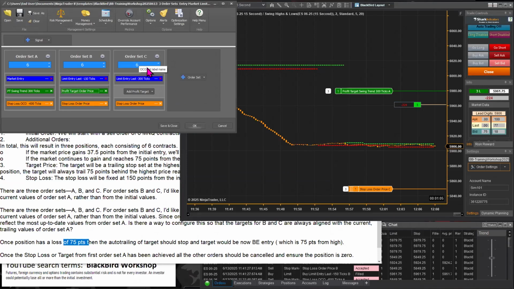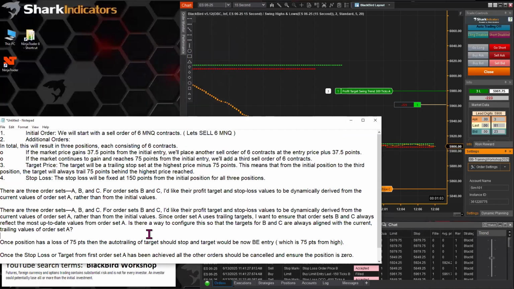And so now for the second scale in order here, I can just go and copy B. There we go. All right, let me save that. And yep, there we go. So now I got everything. Yeah, this is what I was remembering, that there was some element of turning the trailing off at some point, and also making sure that our entry orders, our extra scale in entry orders were canceled.